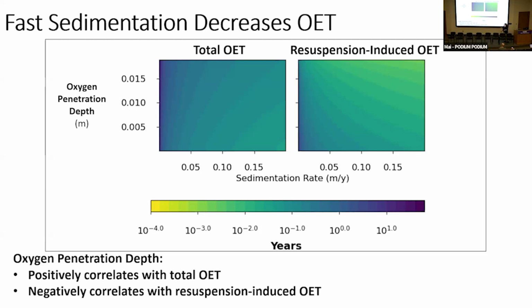And then a fun note: I have a little bit of time to explain. For the oxygen penetration depth, as it gets thicker, we talked before about how you're going to decrease resuspension-induced oxygen exposure time, but you also are actually going to increase the total oxygen exposure time. It's a different effect because overall, as you expand the thickness of that oxic layer, it's just taking longer for sediments to translate through that oxic layer. And overall, that's the bigger effect compared to the impact on the resuspension-induced oxygen exposure time.